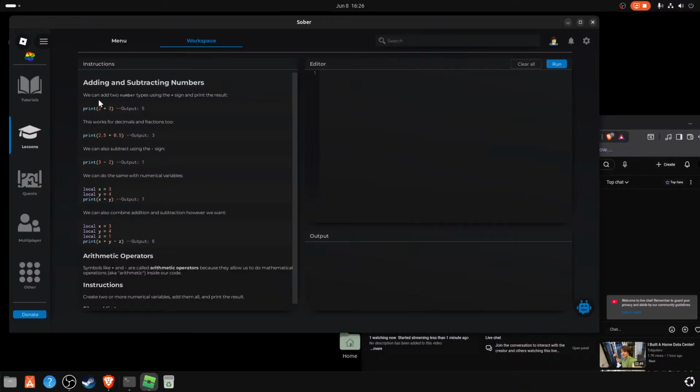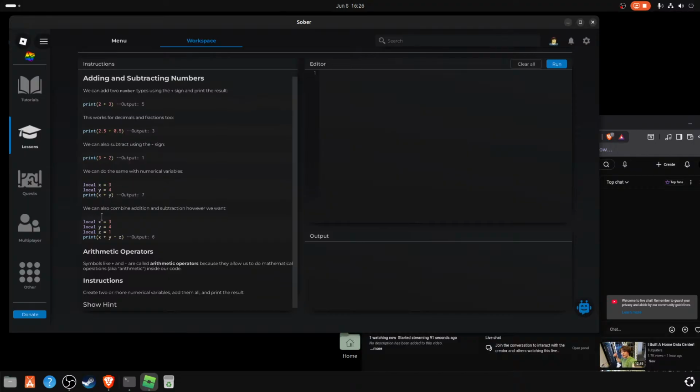I can subtract these numbers. We can add two numbers using the plus sign and print the result. Okay, yeah. This might actually be the same as Python. I think these are both based on C, actually, the programming language. So, numerical variables. Okay, local. We can also combine addition and subtraction however we want. Yeah, alright. All that makes sense. I'm not going to write any of that too.